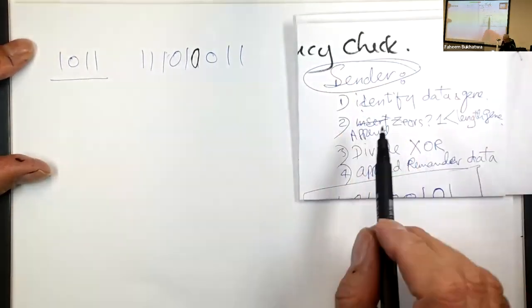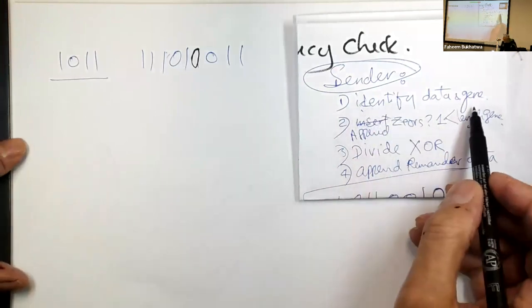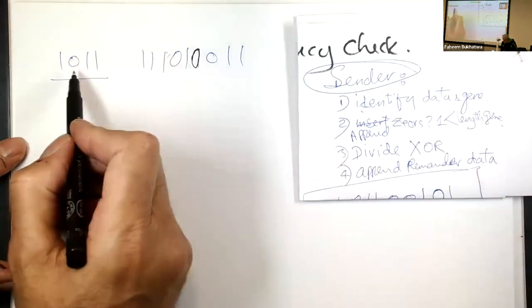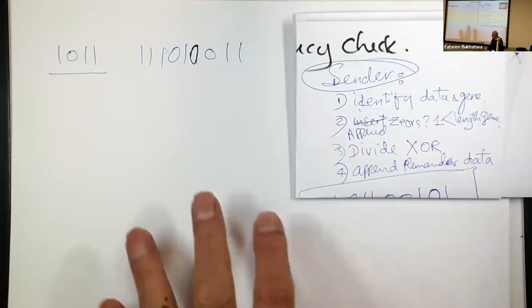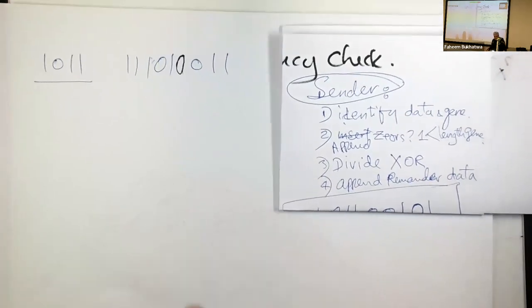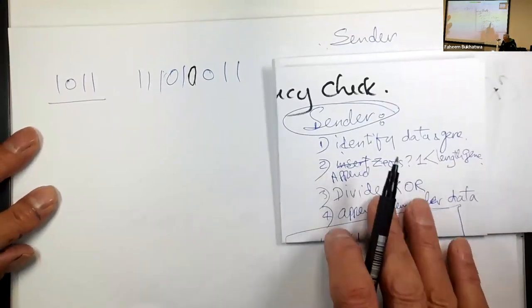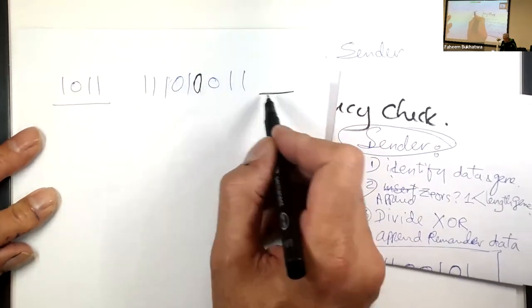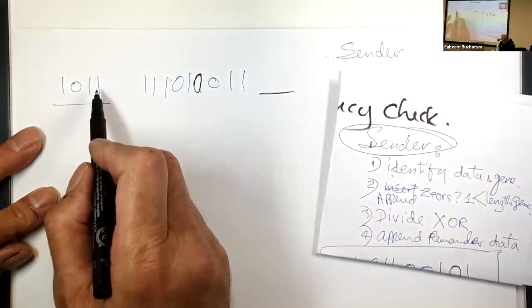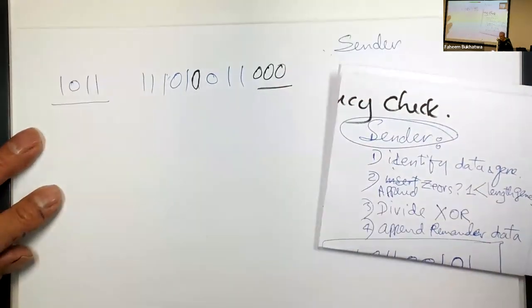Right, let's follow the steps. As a sender, don't forget you're a sender now. You're going to send this user data. First thing, you identify your data and the generator. That's the data, that's the generator. Generator is 4 bits long. Next step is append zeros to the data. How many zeros do we append? 3. Why? Because the generator has length of 4.